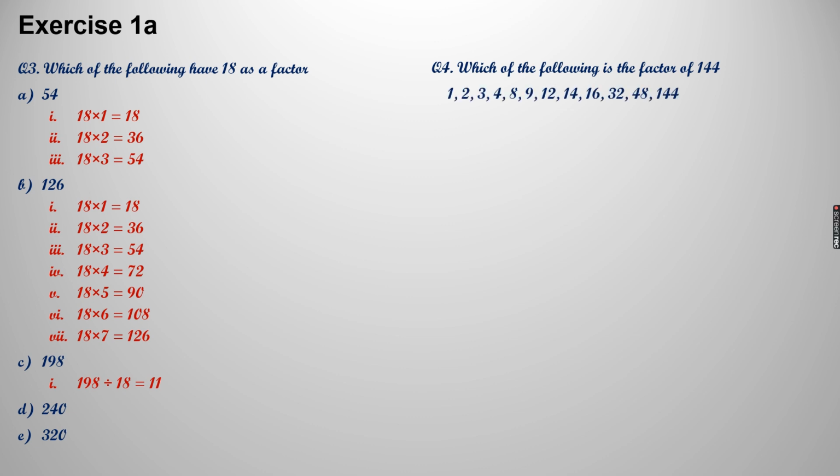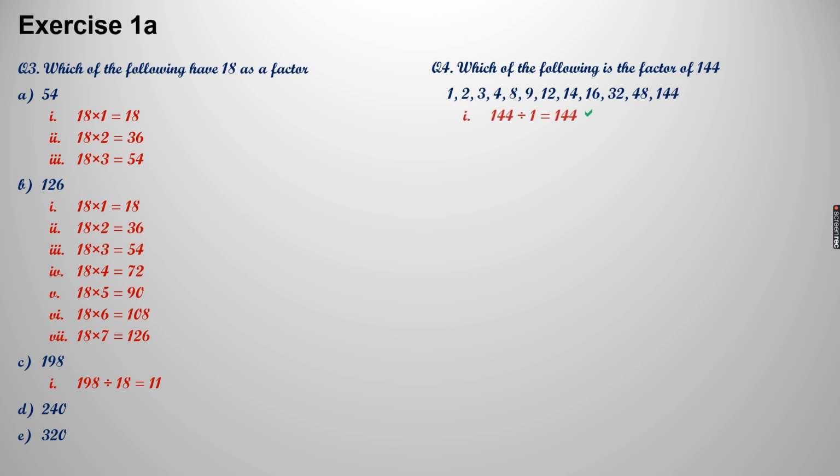So 1, 2, 3, 4, 8, 9, 12, 14, 16, 32, 48, and 144. These are all the factors. Now we have to find out if all of these numbers given below are a factor of 144 or not. So first of all, let's write the multiple, that is 144, and it'll go in as a numerator.